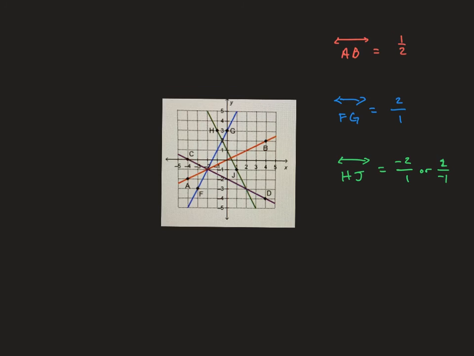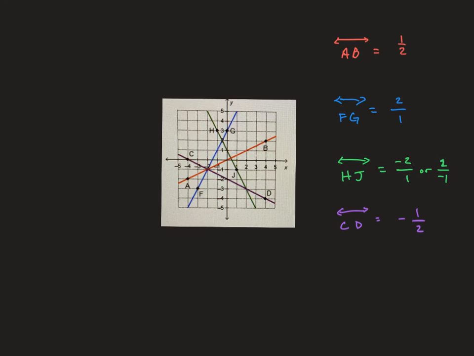And then we have a final purple line, and that is going to be line CD. And I'm going to go from here all the way down to here. So if I follow the line, it's negative, right? It's a negative slope. And I'm going to go down 1, right 2. Down 1, right 2. So it is going to be negative 1/2 slope. Okay, so there you go. We can easily calculate that by just counting our grid.